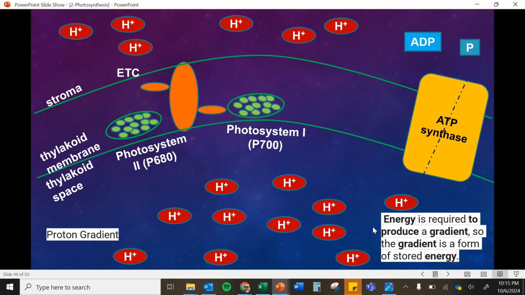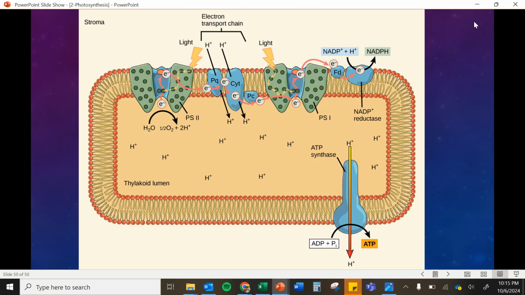These hydrogens can't go straight across the membrane because they're charged. They have to go through something, and there is a protein called ATP synthase, and when these hydrogen ions pass through it, it basically smashes a phosphate onto ADP, making ATP. And when it does that, those hydrogens naturally do this because they're naturally wanting to go from high concentration to low concentration. So that is what's happening in the light-dependent reactions.